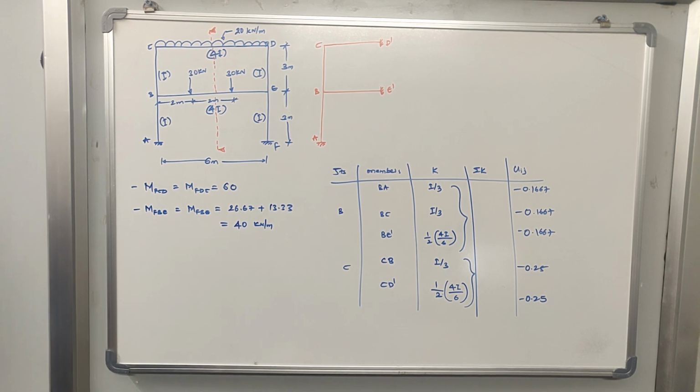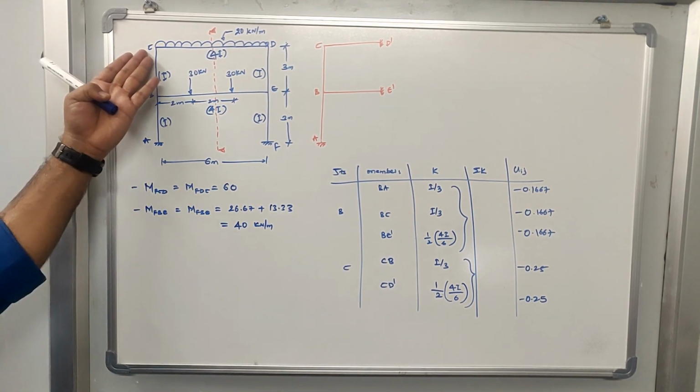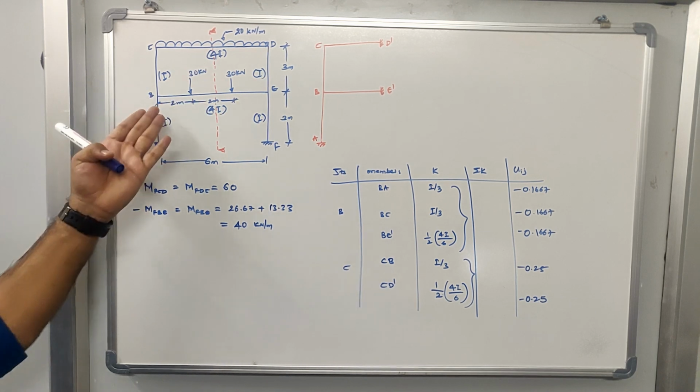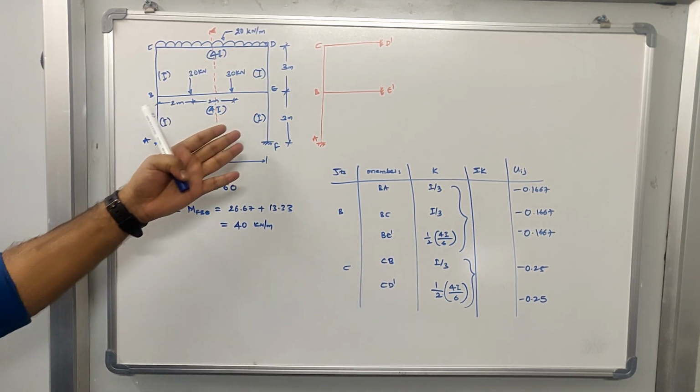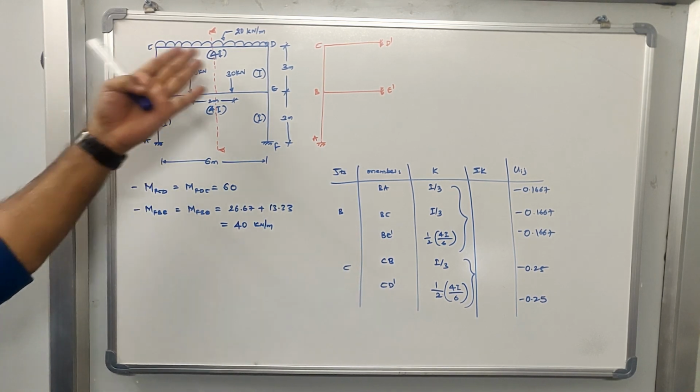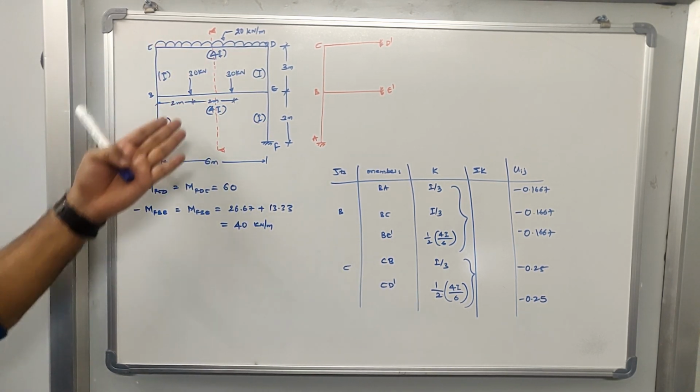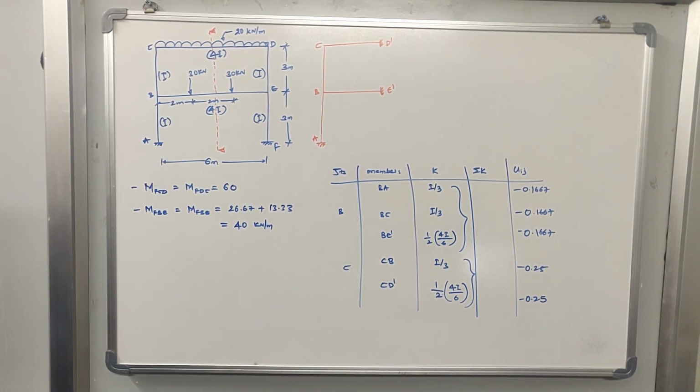Okay, right. So the next thing you do is solve the fixed end moments. I have solved the fixed end moments for MFCD, MFDC, MFBE and MFEB. As you know, the columns are not subjected to any load, so there is no fixed end moment in the columns. So in the two beams I have solved how much the fixed end moment is.